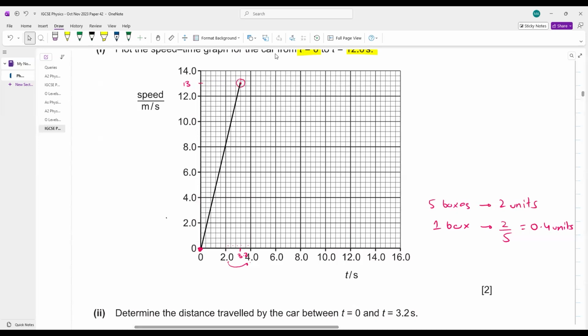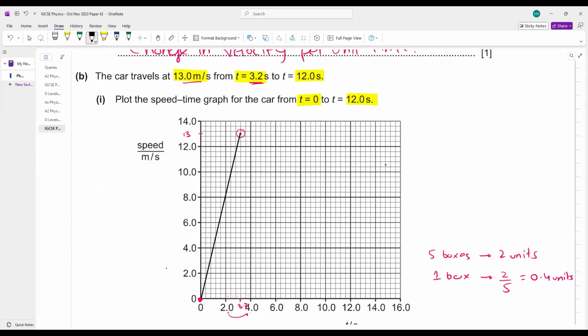Now, after t equals 3.2 seconds till 12 seconds. बेटा 3.2 से लेकर 12 seconds तक you are traveling at a constant speed of 13. So यहाँ पे constant speed of 13 की line बना दो. Till 12 seconds. This is your speed time graph. Simple. Nothing complicated.